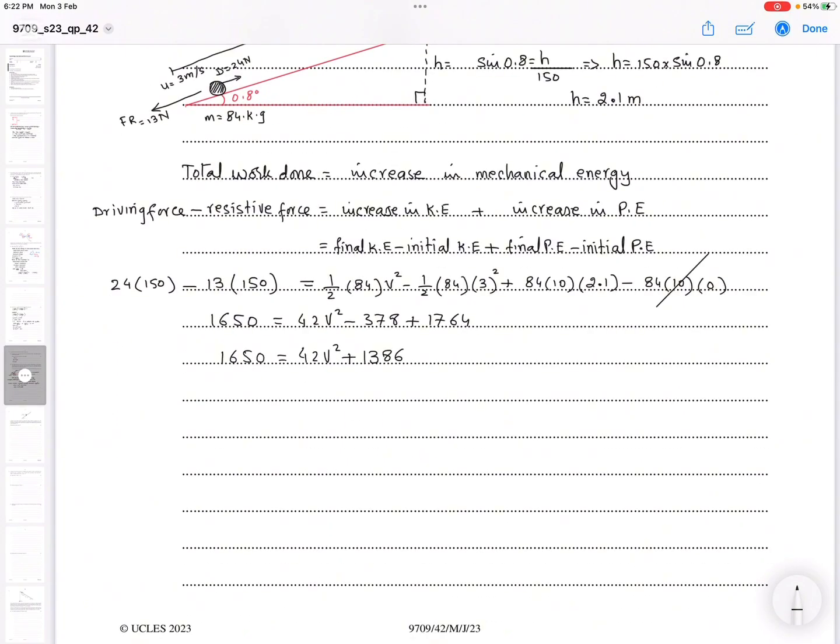and now isolate v square, so 1650 minus 1386 is equal to 42v square. So this will be 264 divided by 42 and that is your v square. So v square would be equal to 6.28 and v would be equal to the square root of 6.28, and v is your 2.5 meters per second, and that is your answer for this part.